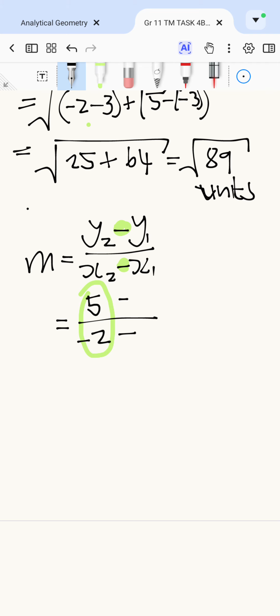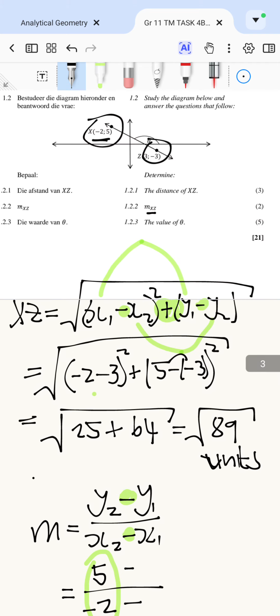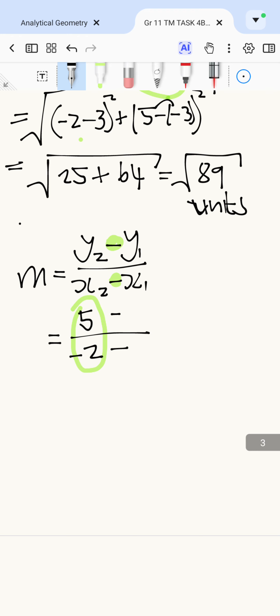Now I need to go plot that other coordinate, which is +3 and -3. So let's go put that other one in there. Positive 3 is the x value, negative 3 is the y value.